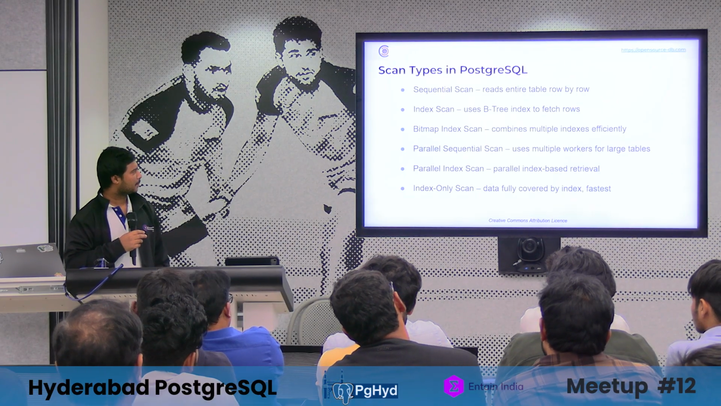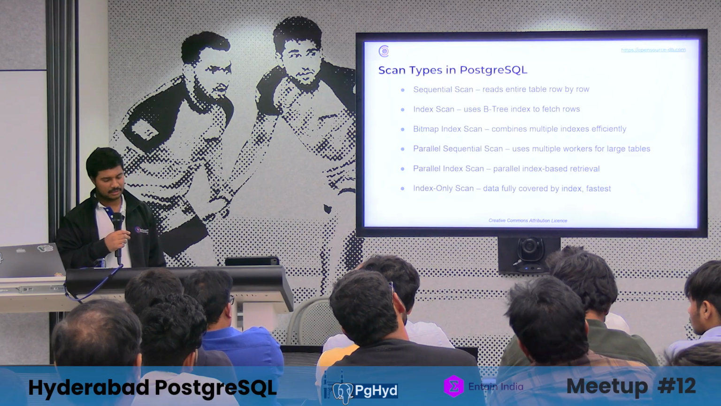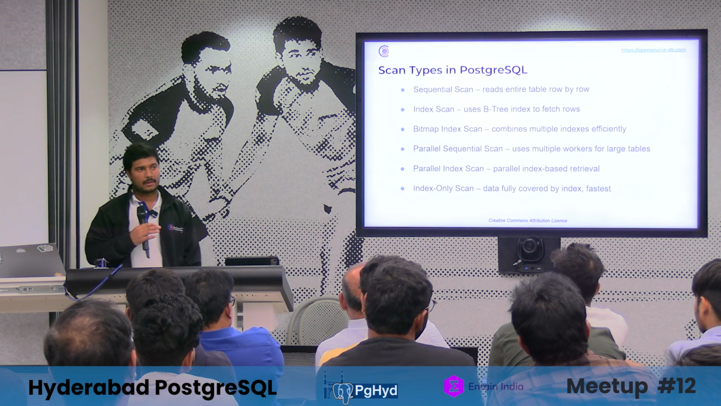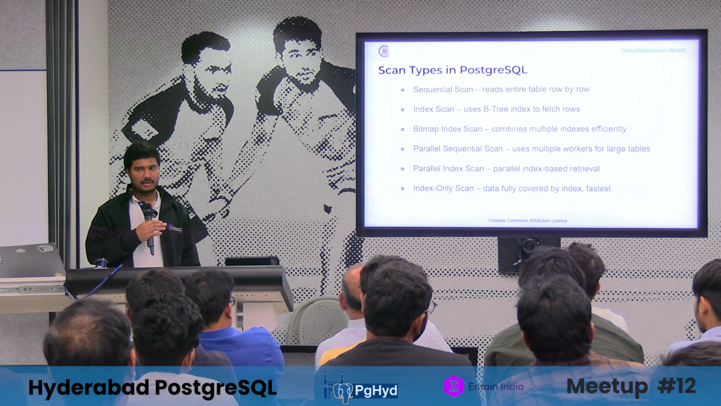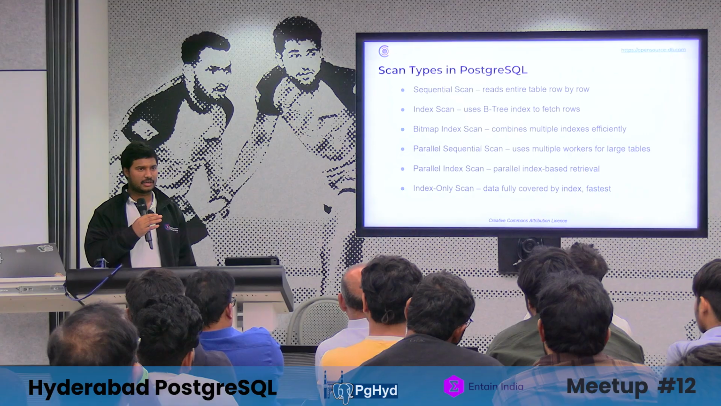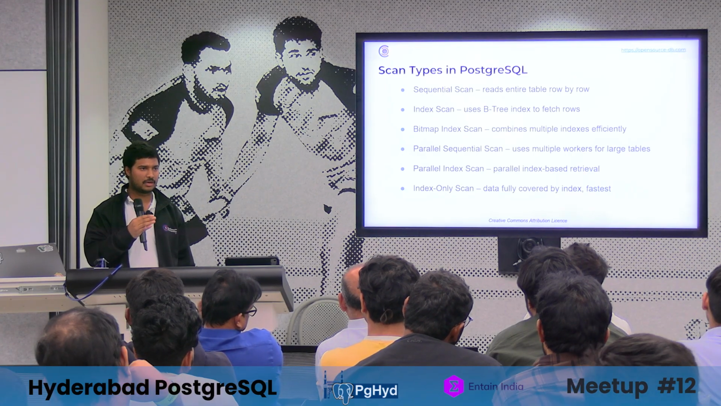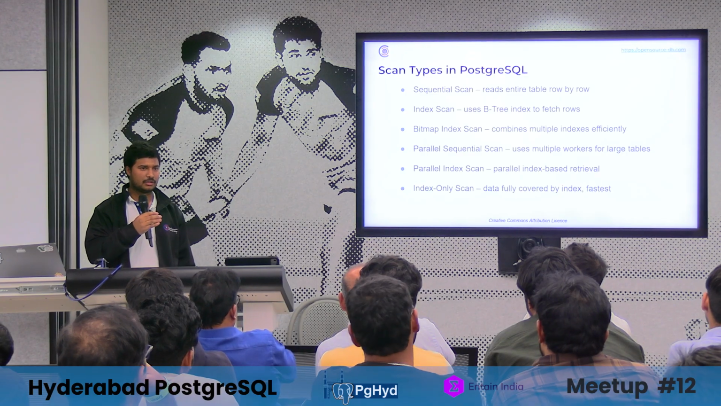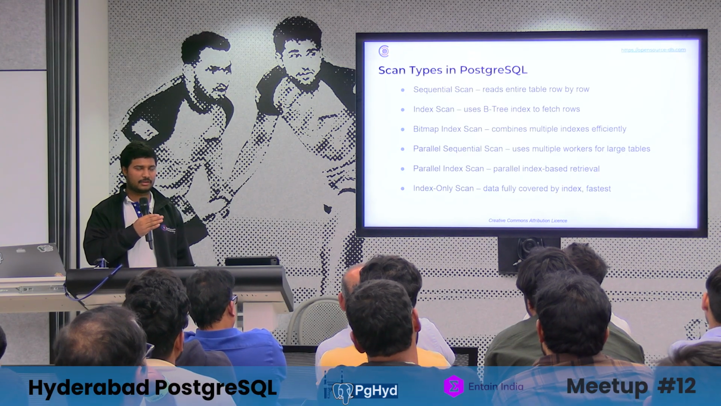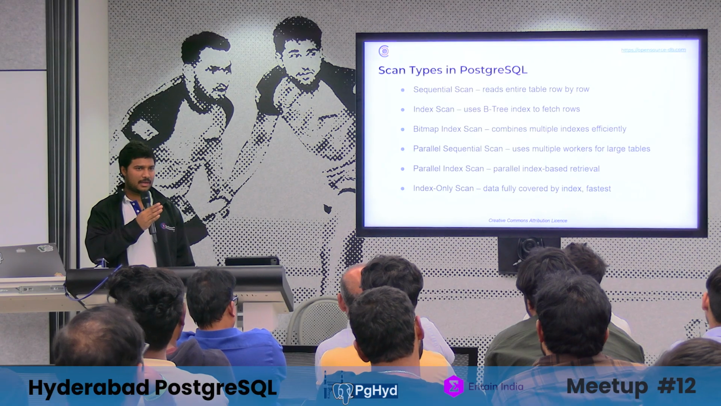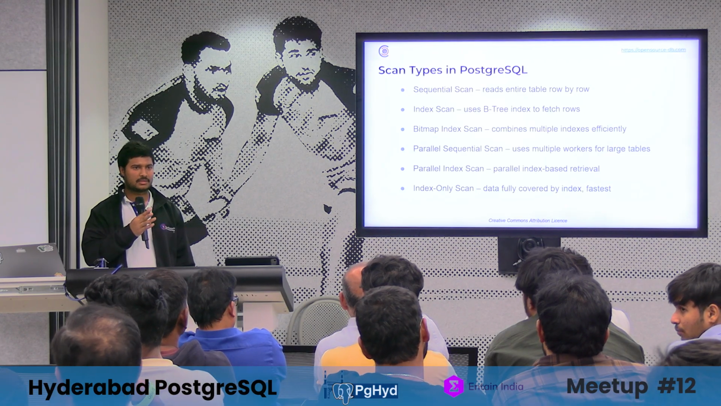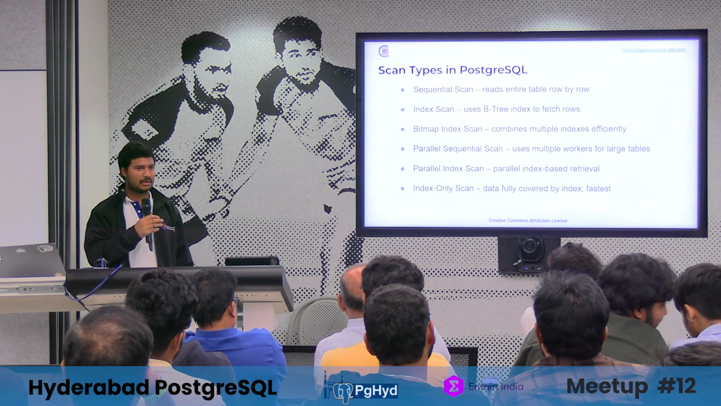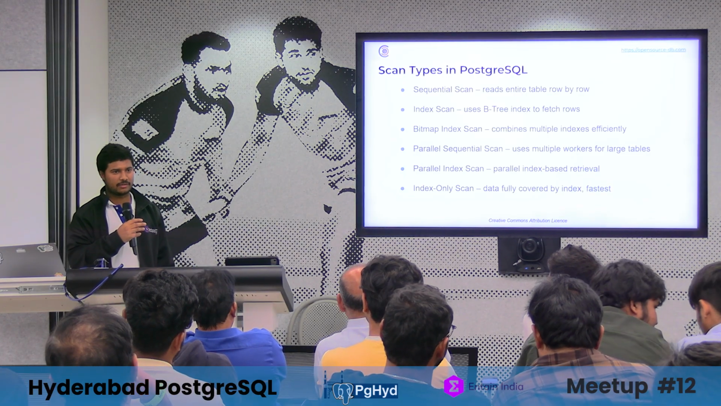Coming to the bitmap index scan: whenever the query has multiple indexes, it uses those indexes, takes the planner in two parts, collects the information, and showcases it to us.